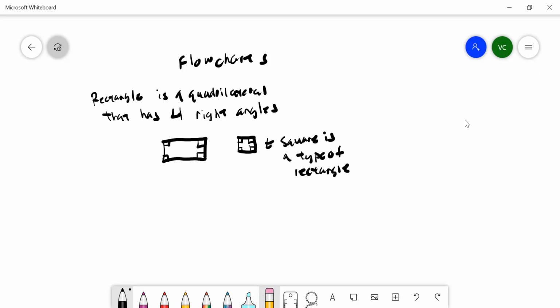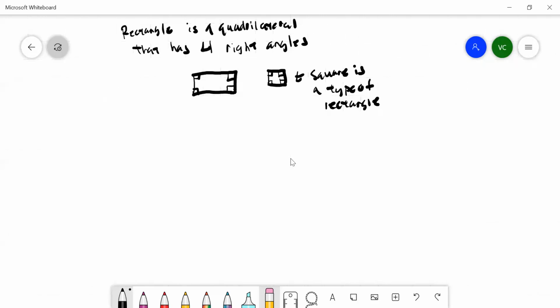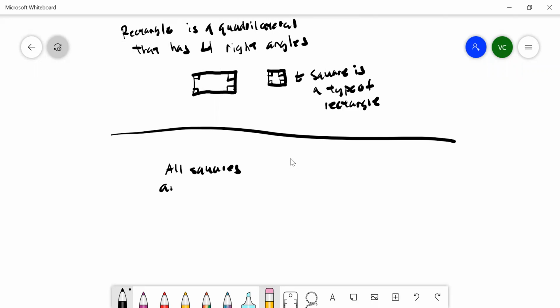So let's put together a flowchart. Let's say that there's this shape. And so, okay, we're starting fresh. And so with a flowchart, you put the facts into a circle, and then you use arrows to have them lead to a conclusion. So let's say our first fact is all squares are rectangles. Okay, we can put that into a circle.